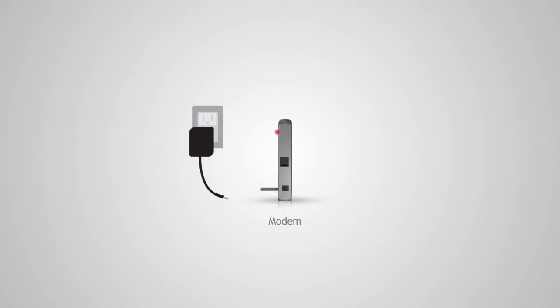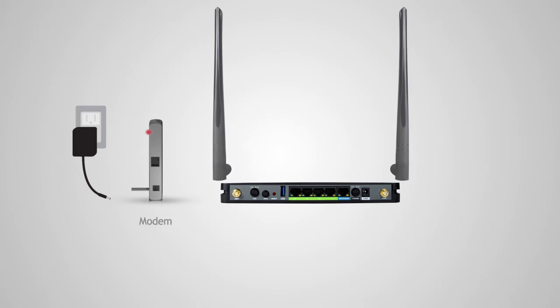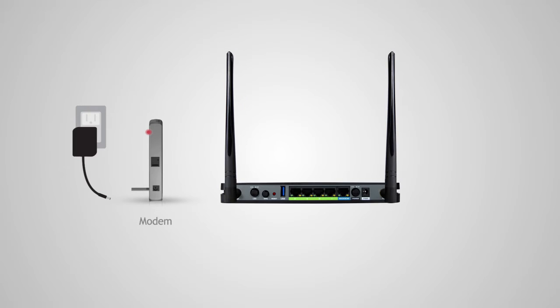Once the modem has been powered off, we'll need to connect the Amped router to your modem. Locate the antennas included with the product and attach them to the antenna ports on the back of the router. Use the included Ethernet cable and connect one end to your modem. Connect the other end to the blue modem port on your router.